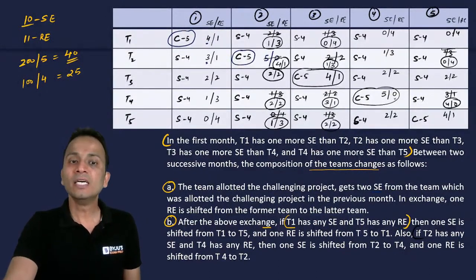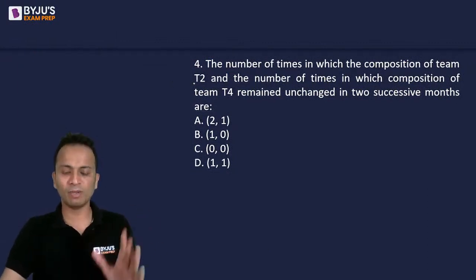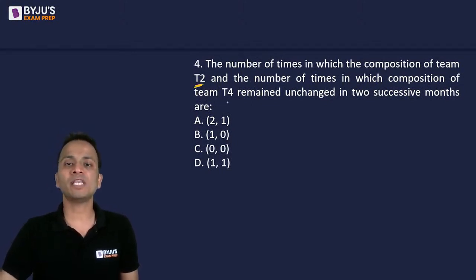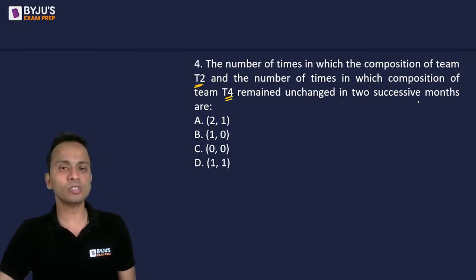Okay? All right? Let's now look at the questions. First question. Now the questions will become easy, we have already put in the time. The number of times in which the composition of team 2 and the number of times in which the composition of team 4 remained unchanged in 2 successive months.